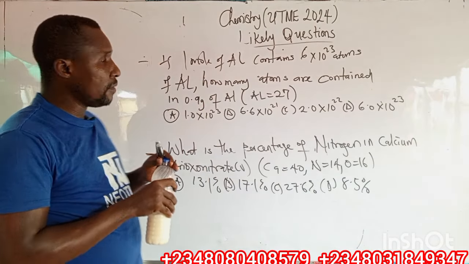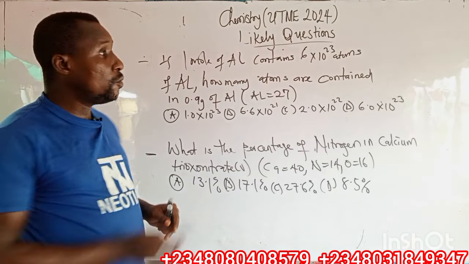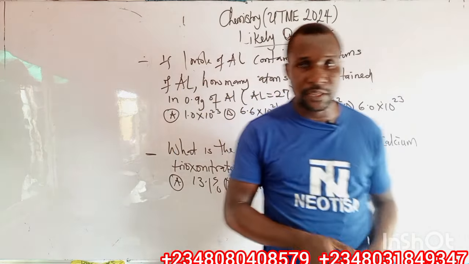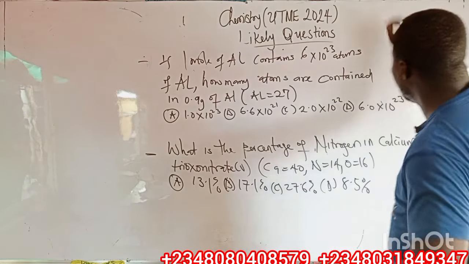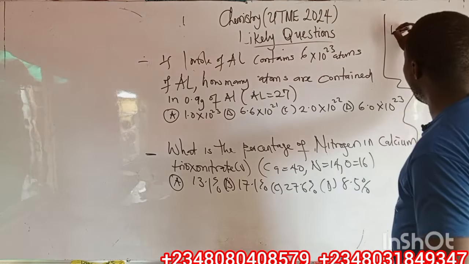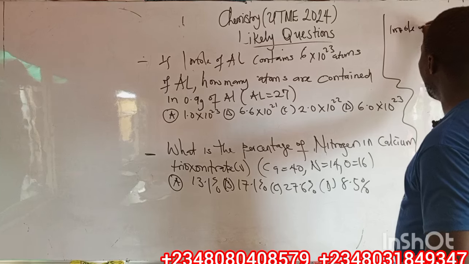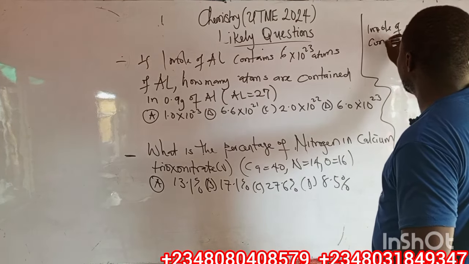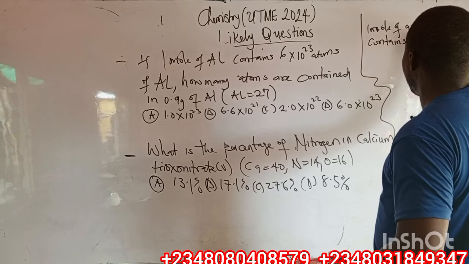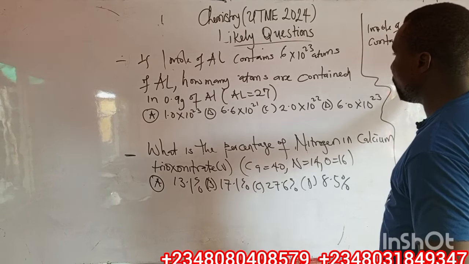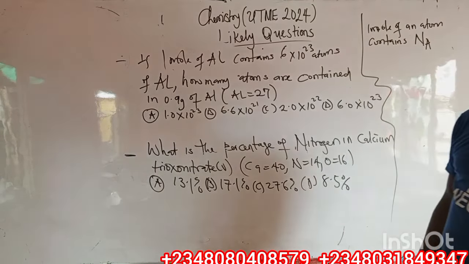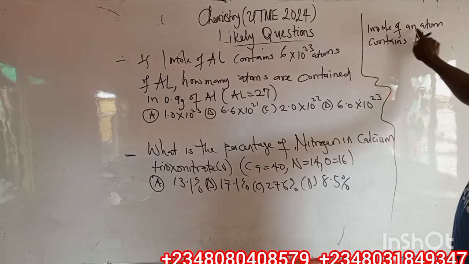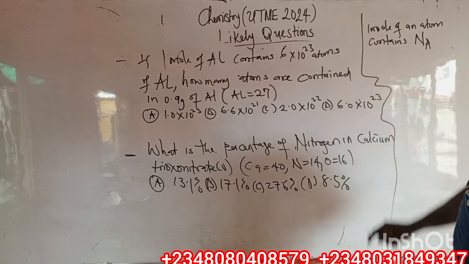Question 1. One mole of a substance contains Avogadro's constant. Take note of that. Let it be in your brain. Let me write it here. One mole of an atom contains Avogadro's constant. This is the symbol for Avogadro's constant. One mole of a substance contains Avogadro's constant. One mole of an atom contains Avogadro's constant.